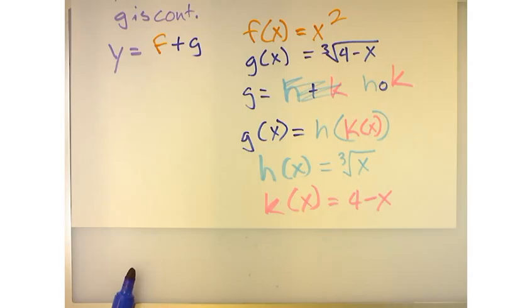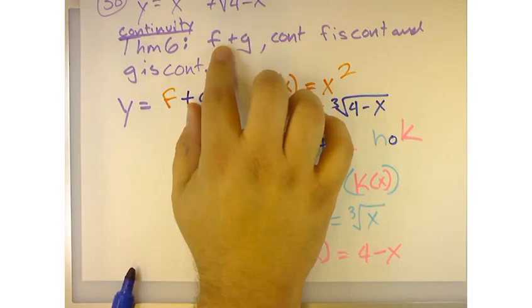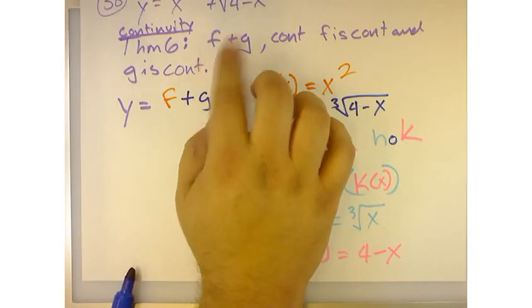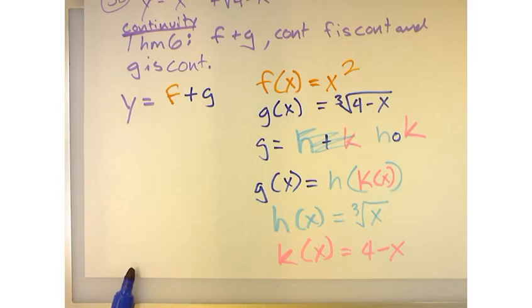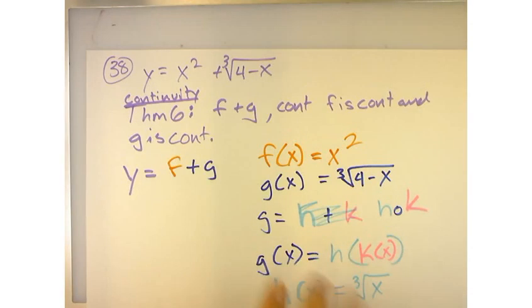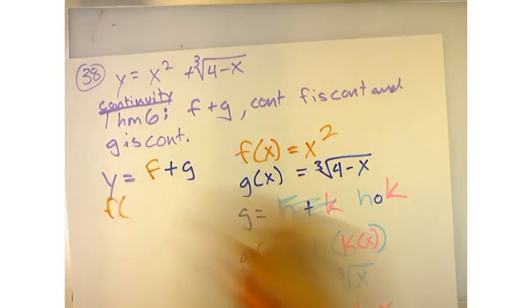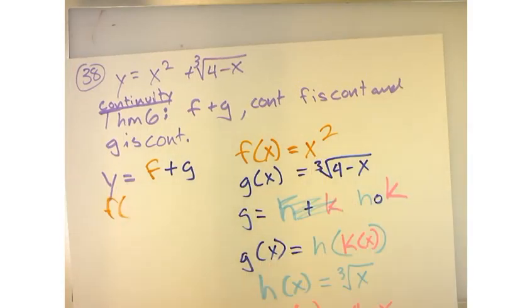Okay, so your answers will vary a little bit, but the goal is to apply either theorem 6, which is this. Remember, theorem 6 said f plus g, f minus g, f times g, f divided by g, as long as g doesn't equal 0, as long as those functions are continuous. If the individual functions are continuous, then the sum, difference, product, or quotient are also continuous. And so this is enough. By letting f of x be x squared and stuff like that, and g be the cube root of 4 minus x.